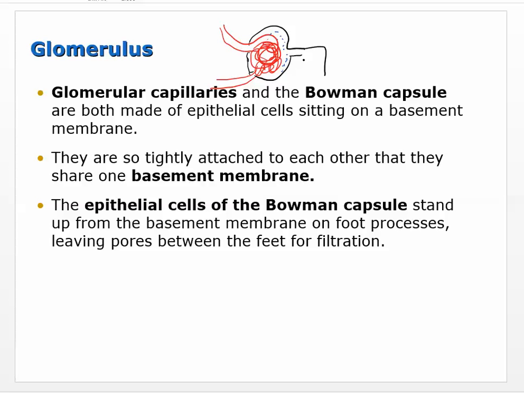Okay, and then the nephron, you've got your proximal tubule, descending loop, ascending loop of Henle, and then your distal tubule, and then the collecting duct. Okay, that's not really to scale. This would normally go way down like this.